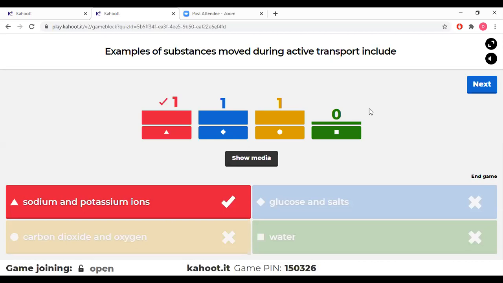And another reason is that they require an energy input because they are moving against the concentration gradient. So they are moving from a low concentration to a region of high concentration, whereas all the other processes move from a region of high concentration to a region of low concentration.